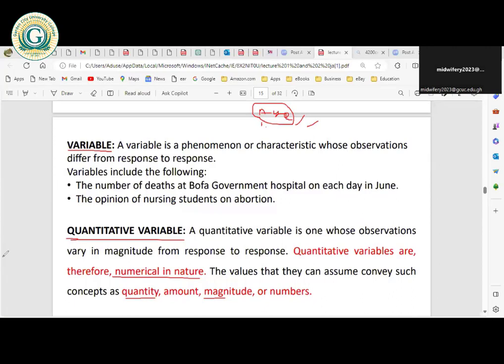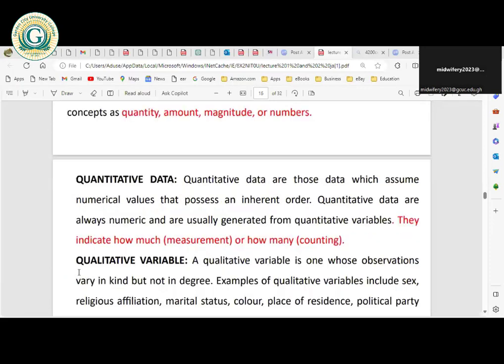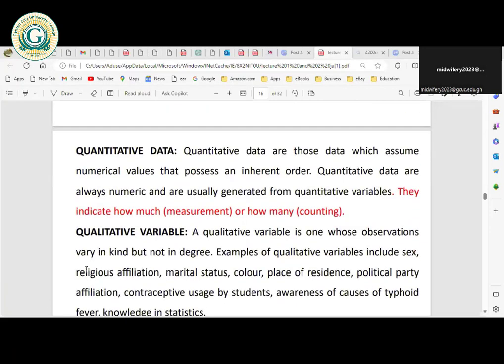Okay. Now let's go to what we call the qualitative variable.